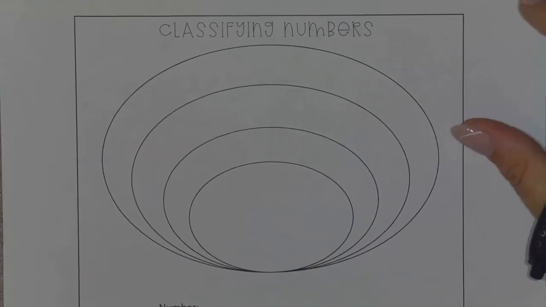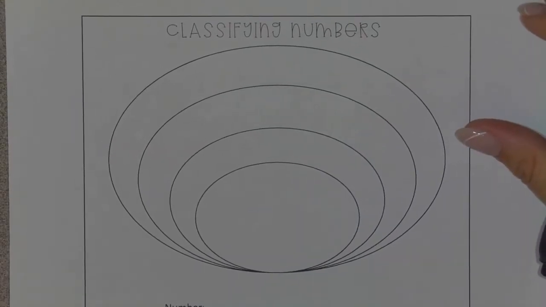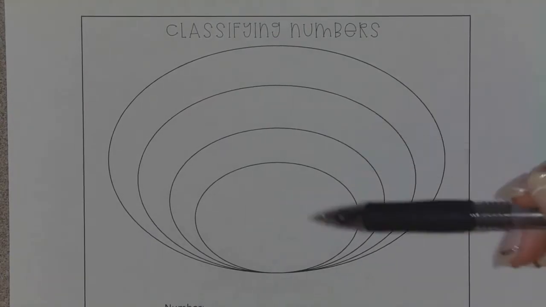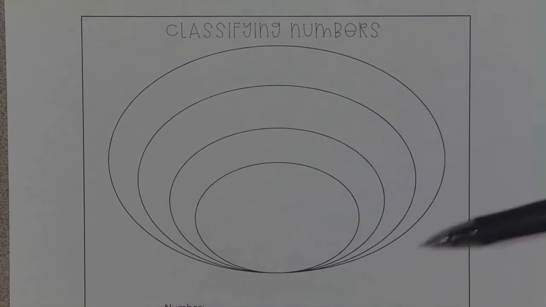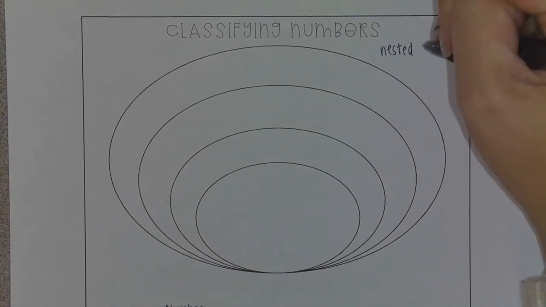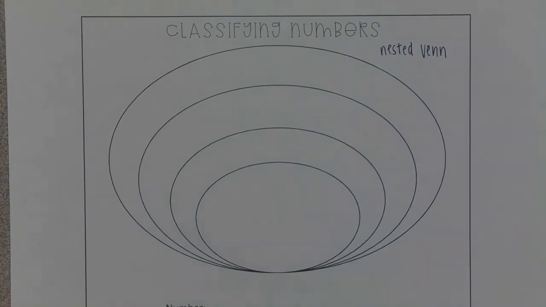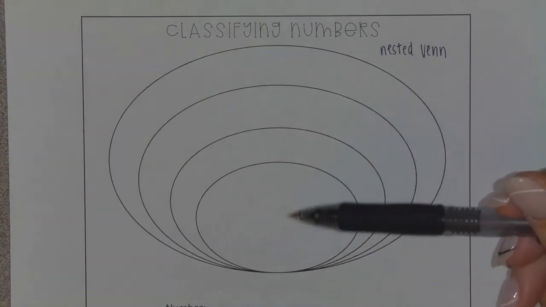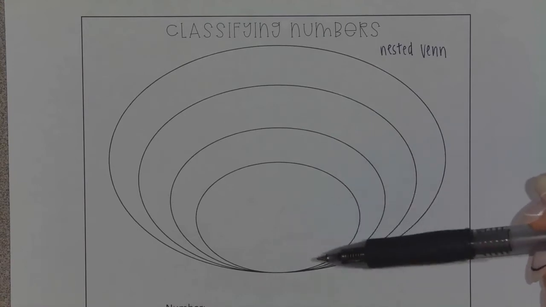Okay, so let's talk about how we classify numbers in the fifth and sixth grade. When we classify numbers, we use this type of Venn diagram right here that is called a nested Venn diagram. And that nested Venn diagram always kind of reminds me of the little Russian nesting dolls, where the smallest one fits inside a little bit bigger one, which fits inside a little bit bigger one, and it just keeps on going.